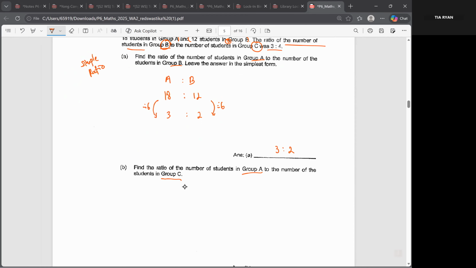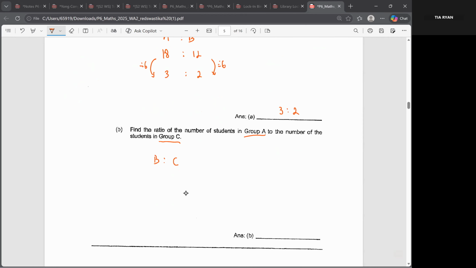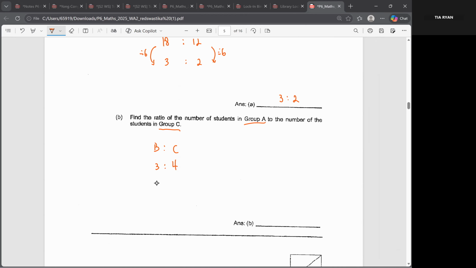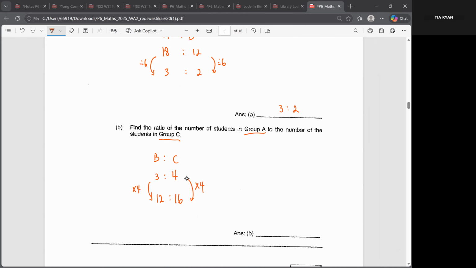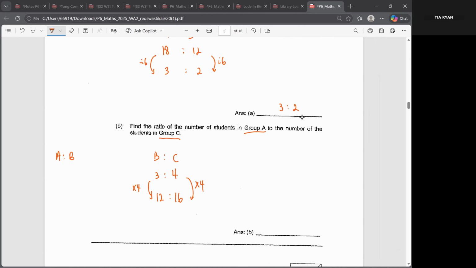Now find the ratio of the number of students in group A to the number of students in group C. I know that my repeated identity is group B. Agree? And they gave me the ratio of B to C. So what is B to C? B to C is 3 to 4. And how many students are there in group B? 12. So how do I make this into 12? I multiply it by 4. If I times this by 4, I also times this by 4, which will give me an answer of 16. Agree? Very good.